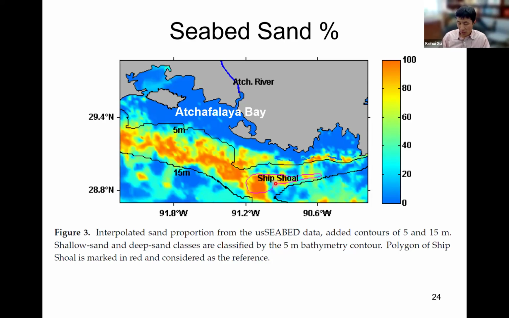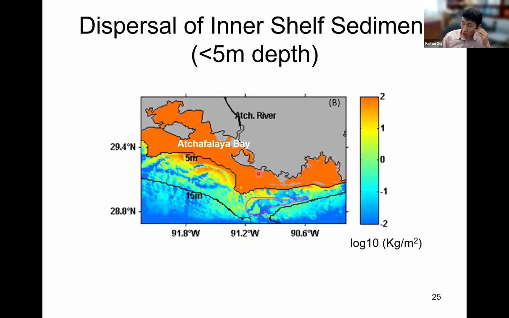How much can reach there, and what will be the impact? So this is our study. We did an interesting test. We basically generated lots of sediment tracers in the red or orange area. So basically everywhere shallower than 5 meters, we have lots of sediment tracers.